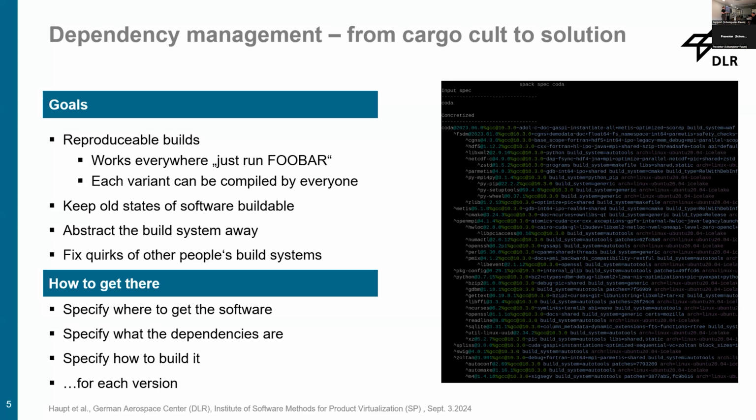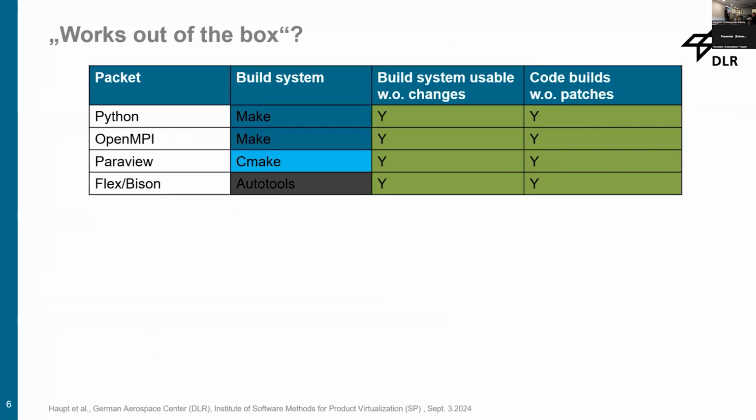So what are the main steps to get this running? We have to specify where we get the software. We have to specify the dependencies of the software. We have to specify all the flags and how it is built. And we have to do it for each version. So this results in a lot of effort.